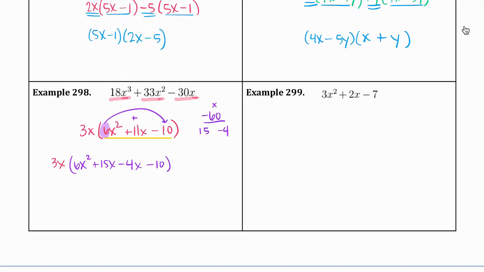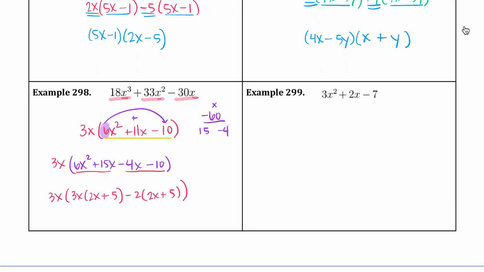Okay, we're still going to group the same. Group our first two. Group our last two. I'm going to leave that 3x tagging along out in front. For my first ones, I can take out a 3x. If I do that, I'm left with 2x plus 5. Here I can take out a negative 2. If I divide both pieces by negative 2, I get 2x plus 5.